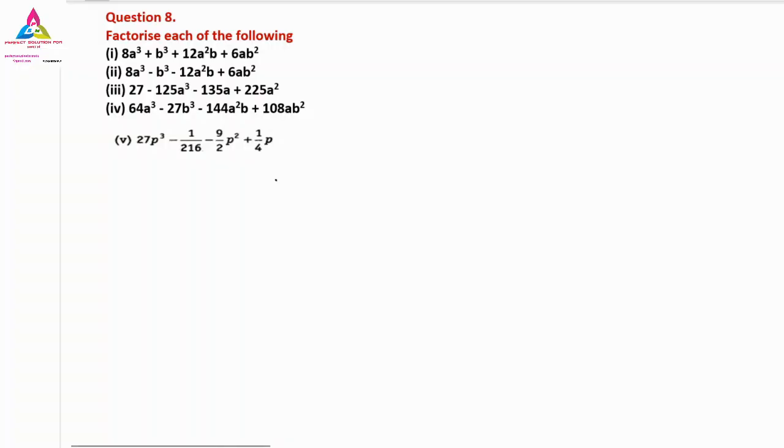Coming to question number 8, factorize each of the following. In that, the first one is 8a cube plus b cube plus 12a square b plus 6ab square. This is the first question, and you have a total of 5 questions here. The first question I will take out over here: 8a cube plus b cube plus 12a square b plus 6ab square.